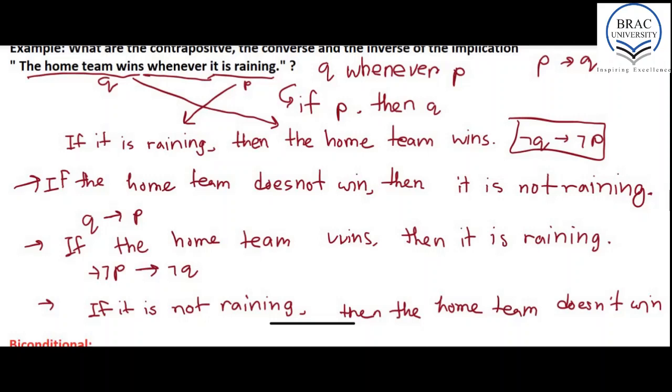So please write down these three propositions, and by the side of their names: the converse is Q implies P, the contrapositive is not Q implies not P, and the inverse is not P implies not Q. You will have to remember this, as there might be examples further in the lecture, or you can have problems in the quiz also.